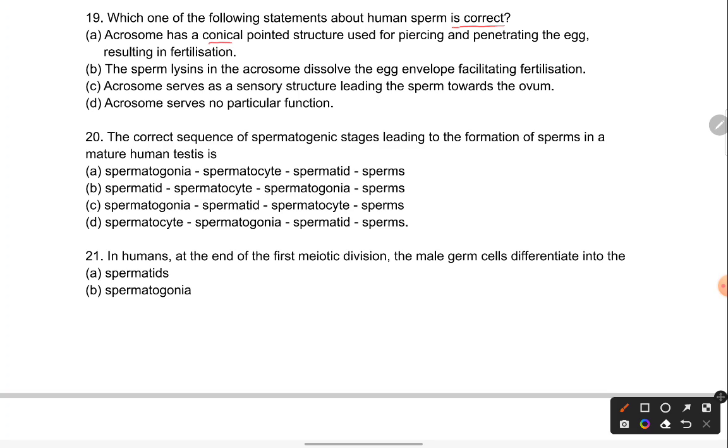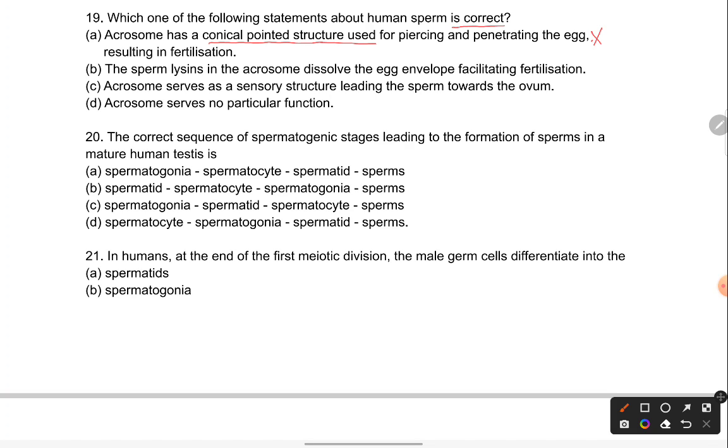See, the acrosome is the part of the sperm which can be seen at the anterior end. Is there any pointed structure at the end? It is pointed, but it is not used for piercing and penetrating. Actual penetration of the egg envelopes takes place because of the enzymes present inside the acrosome. So this statement is wrong.